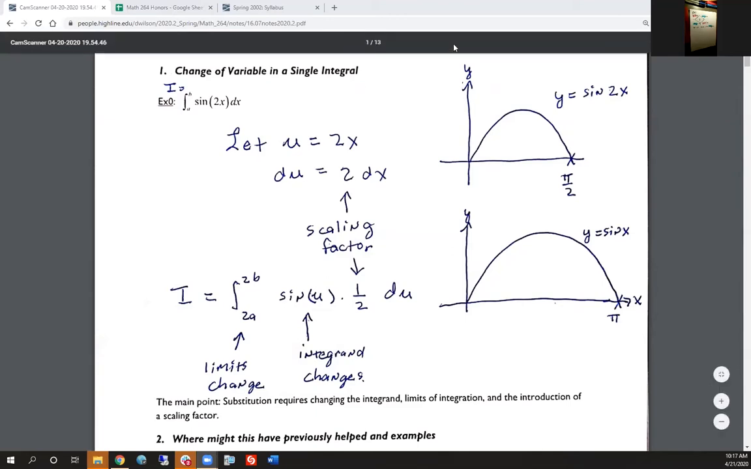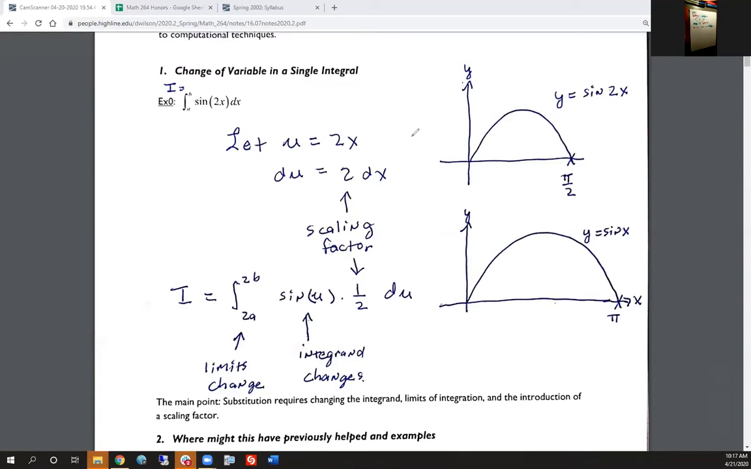Now, at this stage of your math career, you could probably find this antiderivative and evaluate it without writing very much. But in the old days, or previously, you would do the substitution and you let u equal 2x, du equals 2 dx, and your new integral after the substitution would be the integral from 2a to 2b of sine u times 1/2 du.